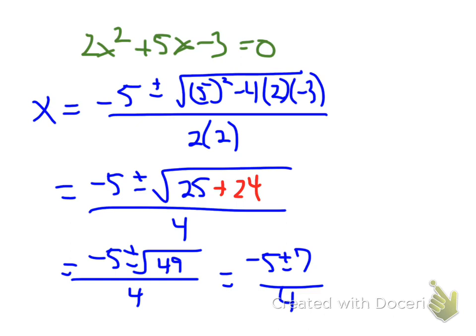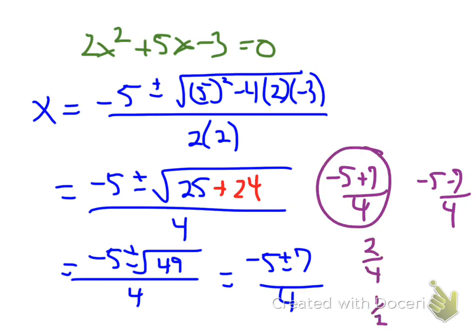And that goes into two separate problems. So I'm going to have a negative 5 plus 7 over 4 and a negative 5 minus 7 over 4. So I get 2 over 4, which is 1/2 from this first one. And for the second one, I get a negative 12 over 4, which is negative 3.